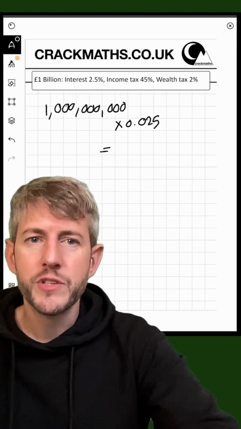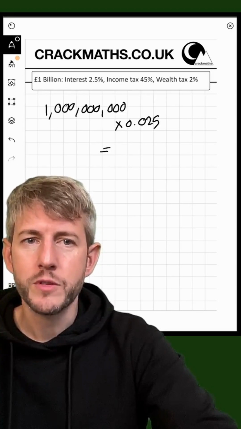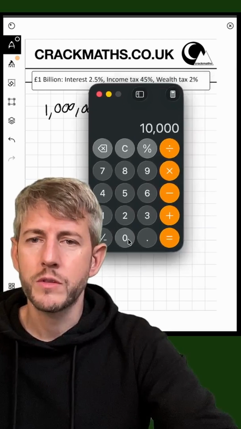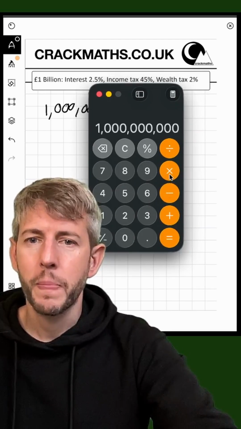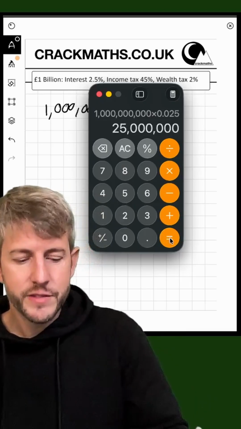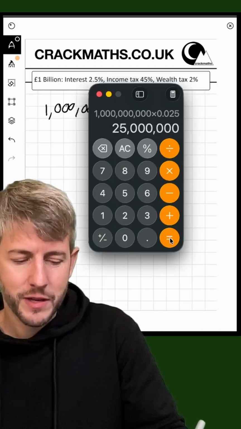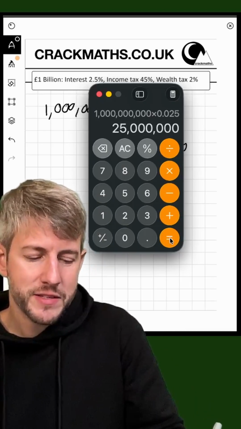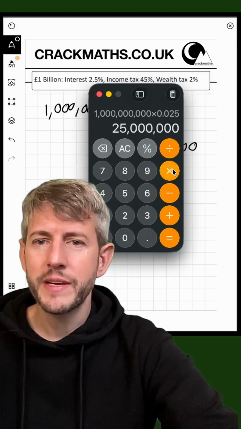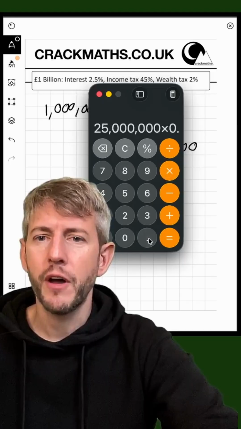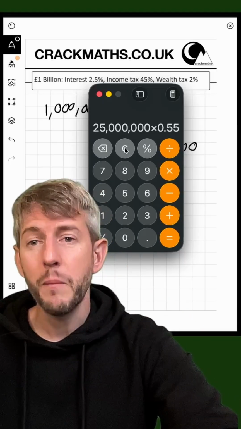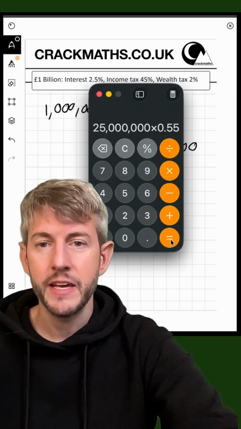Okay, if we do 1 billion multiplied by 0.025, let's have a look. 1 billion, multiplied by 0.025, then that is £25 million. Okay, so that is how much interest somebody with £1 billion could expect to receive a year. What we need to do is times this by 0.55, because remember they're going to be paying income tax on this, so we need to see how much of that 25 million they actually get to keep.